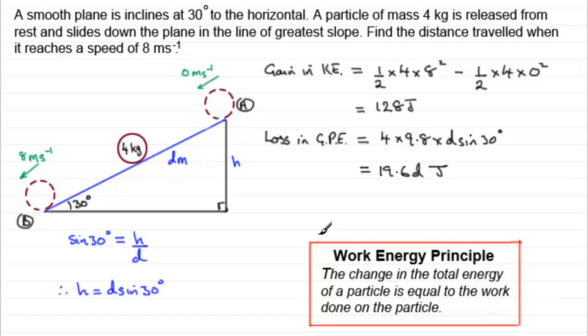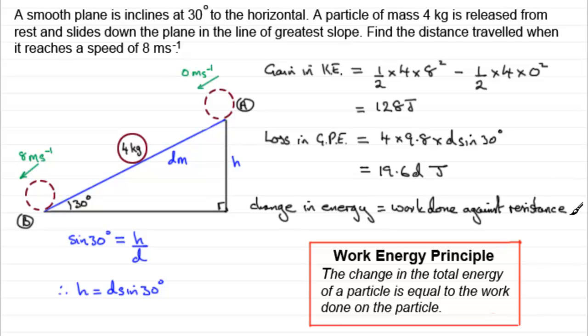So according to the work energy principle, we've got that the change in the total energy, let's just write change in energy, is equal to the work done on the particle. Well, any work done on this particle would be work done against resistance. Let's just write that in here, work done against resistance. The question is though, what is the resistance?